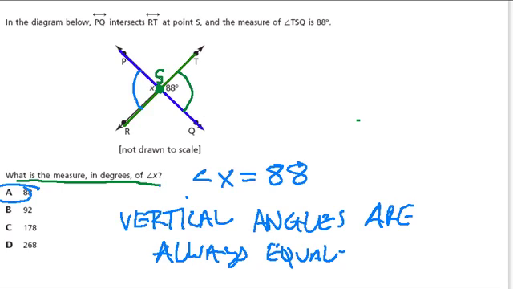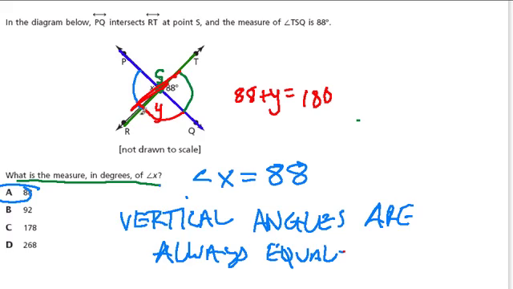But what should I say? Well, I should say that the reason for this is that angle TSQ plus this red angle right here, let's call it Y, so 88 degrees plus Y has to equal the straight line, and that's 180 degrees. And that's this line right here.